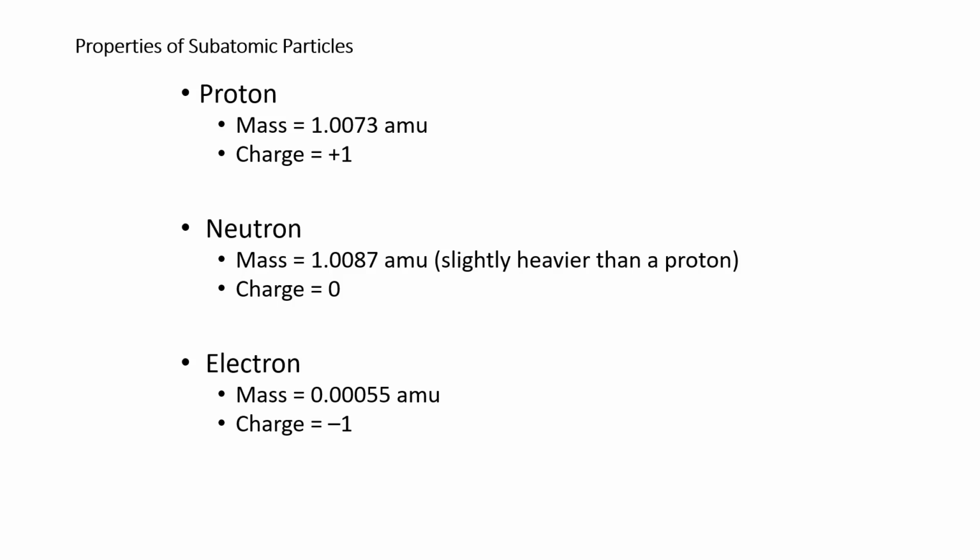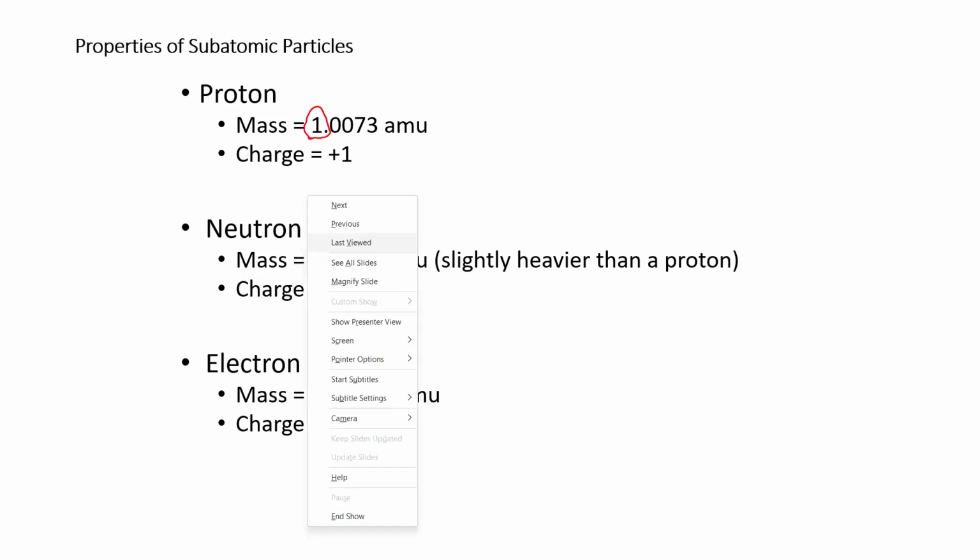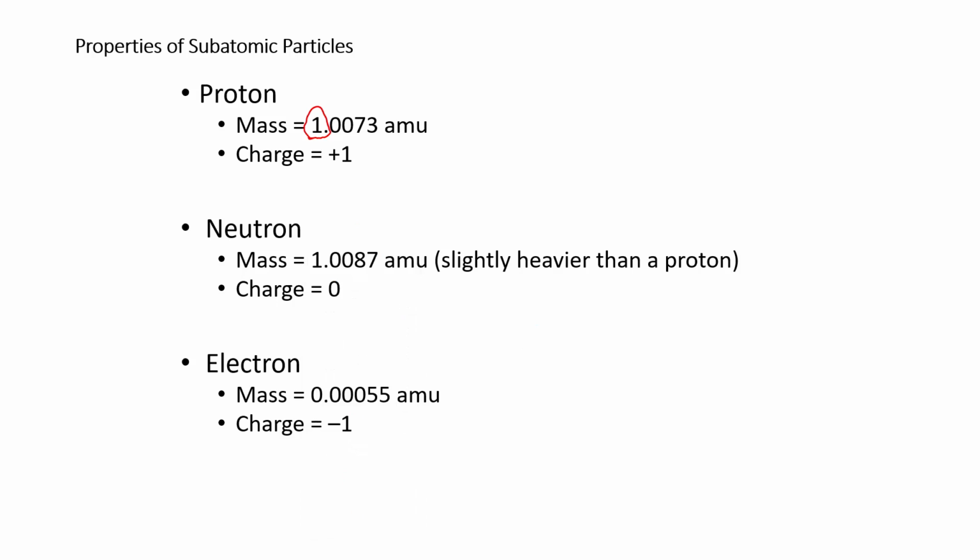So looking at this, you can see that this is about 1. This is about 1 AMU. And this is not even close to 1. So it's very, very small. So when we start to calculate the number of protons and neutrons and electrons from the atomic mass and the atomic number, we typically consider electrons' mass to be negligible. So we don't include it in any of our calculations.